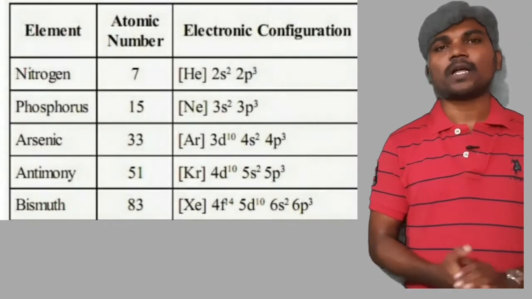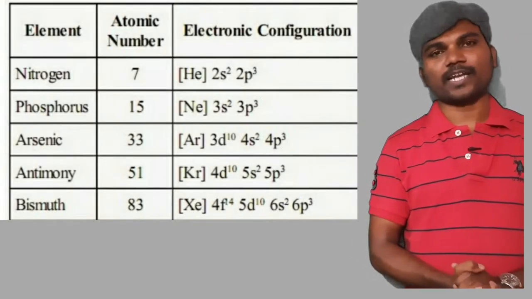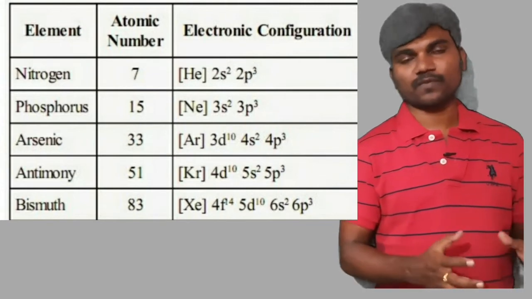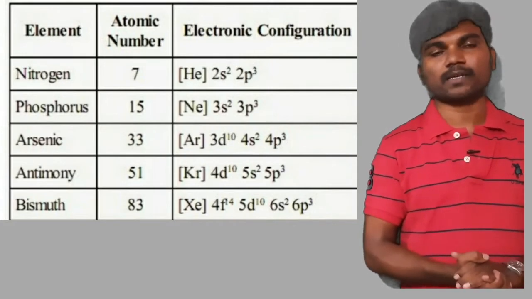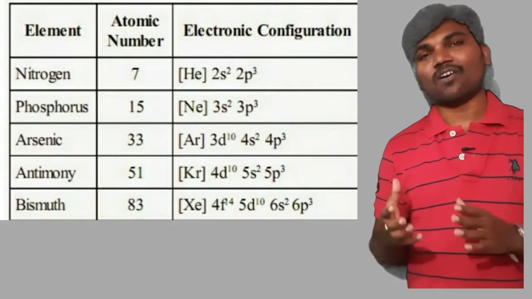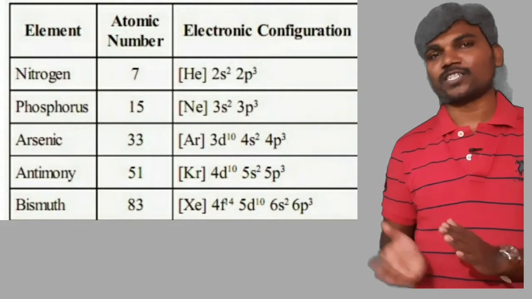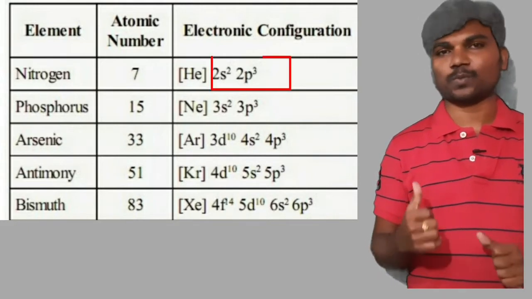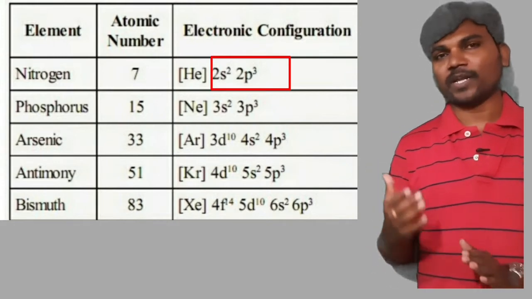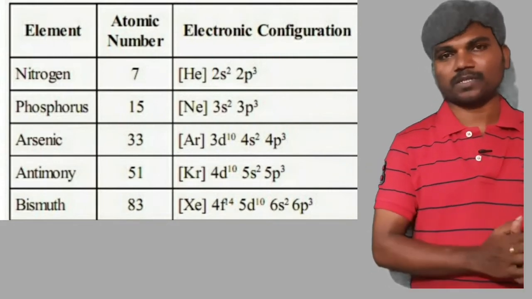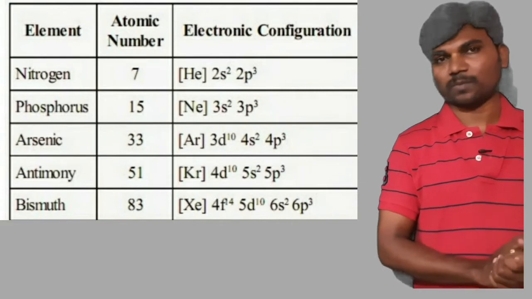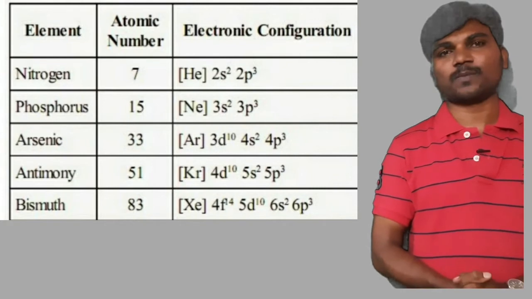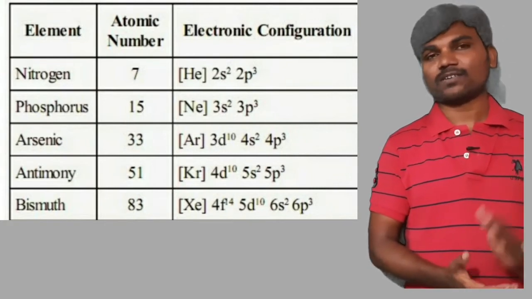In the fifth group: nitrogen, phosphorus, arsenic, antimony and bismuth. These fifth group elements are called pnicogens, and all these elements have 5 electrons in the valence shell. In nitrogen you see 1s2, 2s2, 2p3. 2s2, 2p3 is the valence electronic configuration. For the remaining elements, 3s2, 3p3, 4s2, 4p3, 5s2, 5p3, like that it will come. Just observe the electronic configuration of all these elements, they have 5 electrons in the valence shell.